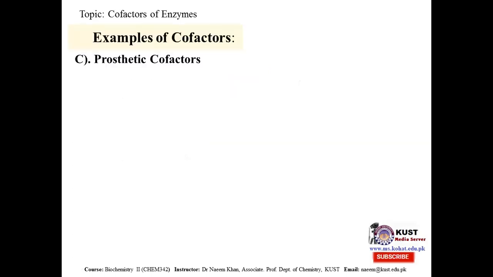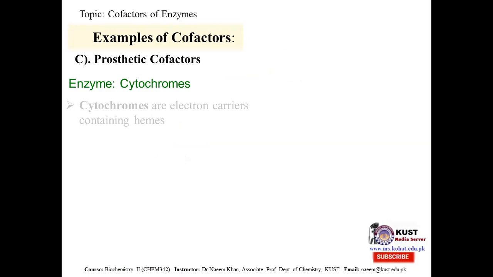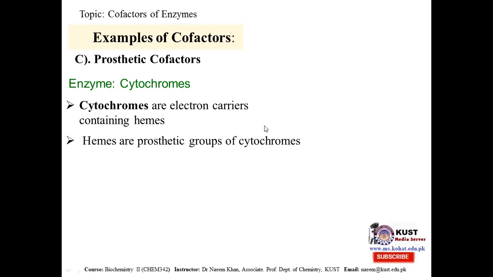The third type of cofactors are the prosthetic group cofactors, and the prosthetic groups we already talked about are those cofactors tightly bound to the apoenzyme part. Today we have the example of cytochromes, and cytochromes are electron carriers, and they contain heme. Cytochromes, we know, are many and take part in the electron transport chain. Heme, what is heme? Hemes are prosthetic groups of the cytochromes. These cytochrome enzymes require hemes. What is heme? Hemes look something like this.